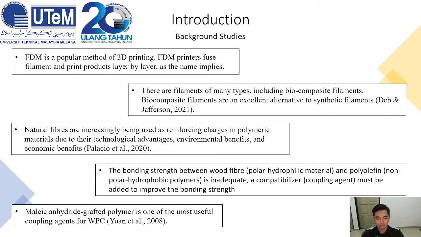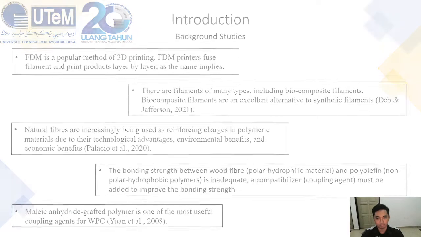The bonding strength between wood fiber and the polymer is weak, so a compatibilizer, which is a coupling agent, must be added to improve the bonding strength. The coupling agent used is called maleic anhydride grafted polymer. It is one of the most useful coupling agents for wood plastic composite, by Yuan 2008.